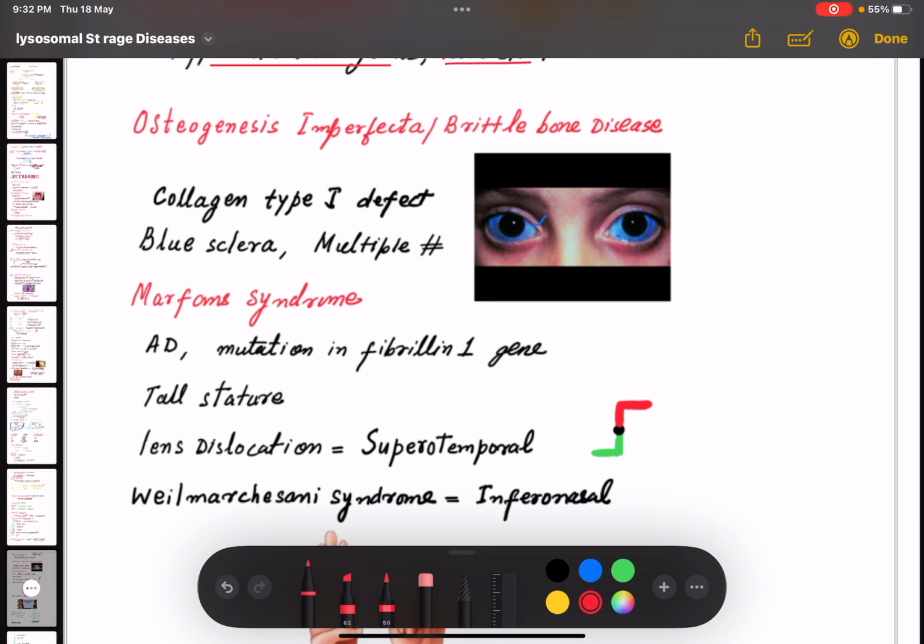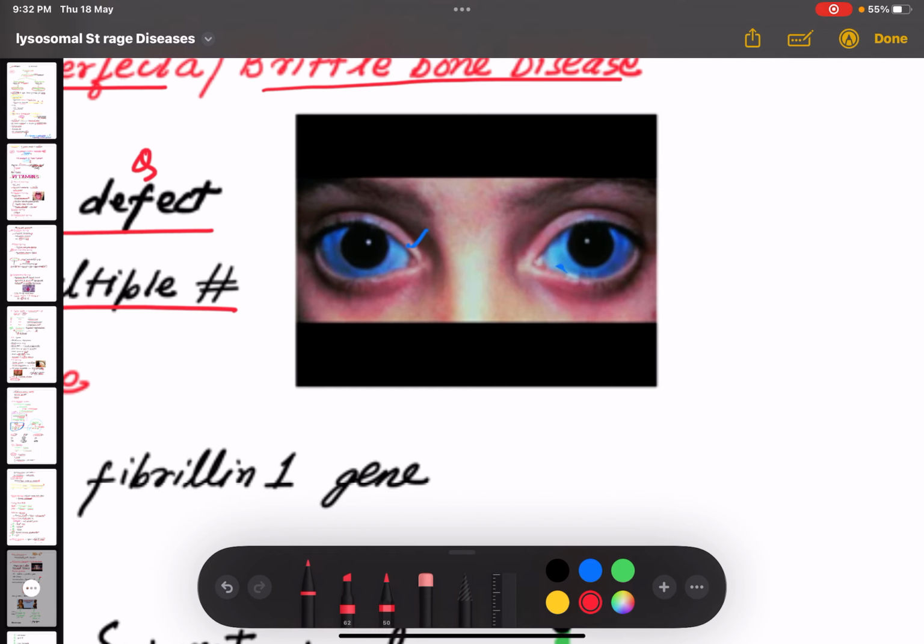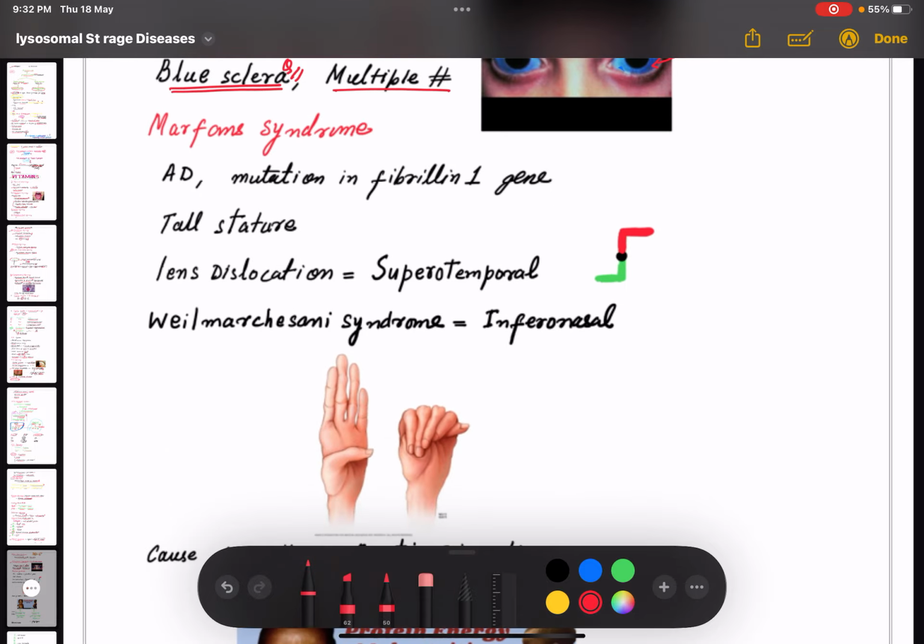Another important disease is osteogenesis imperfecta, which is also known as brittle bone disease, in which you will see a collagen type 1 defect, and the patient will have blue sclera. Very important, don't forget this. Anywhere you see blue sclera, go for osteogenesis imperfecta. In a question, you will be given multiple fractures and blue sclera. Go for the diagnosis of osteogenesis imperfecta, which is also known as brittle bone disease.